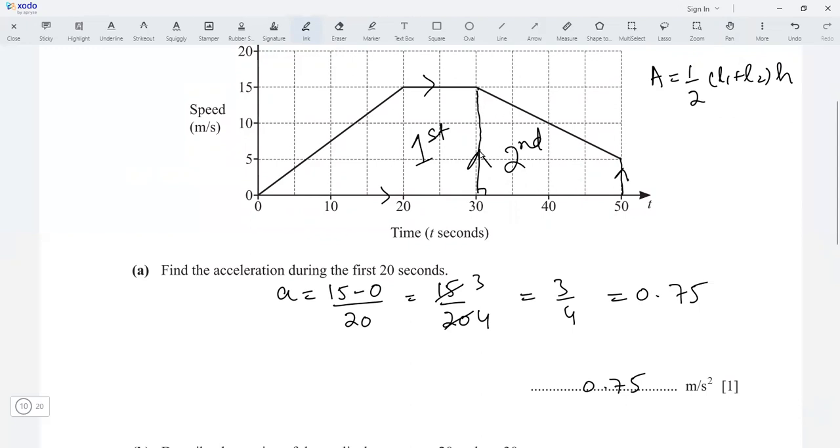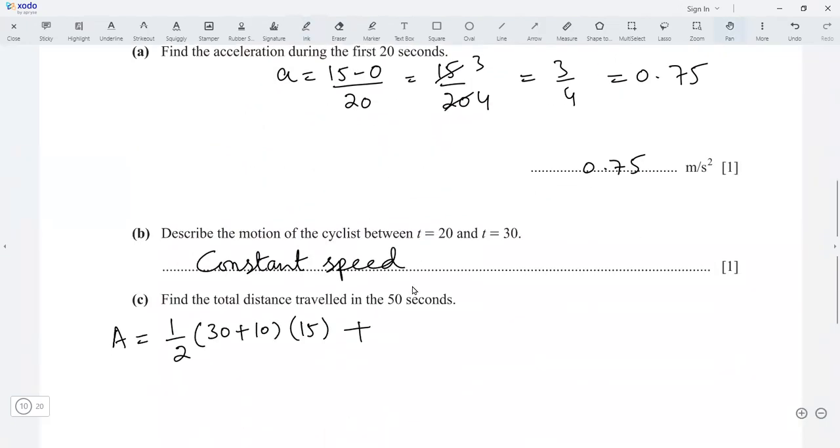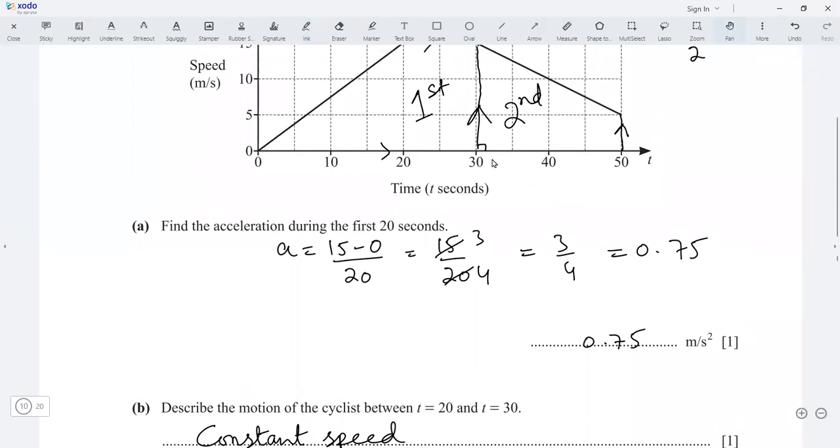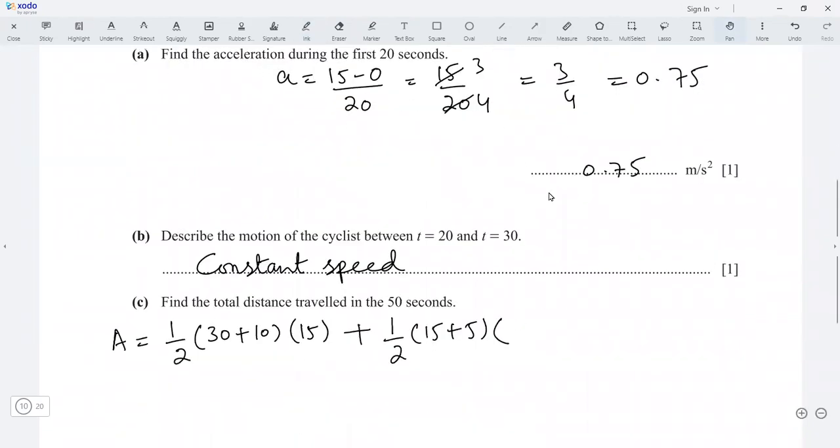So we can say it is basically 15, and until here it is 5. So 15 and 5 are the parallel lengths for the second trapezium. So 15 plus 5, and what's the perpendicular distance on the x-axis? 30 till 50 is 20. So once we simplify them and add them, that will be the answer.